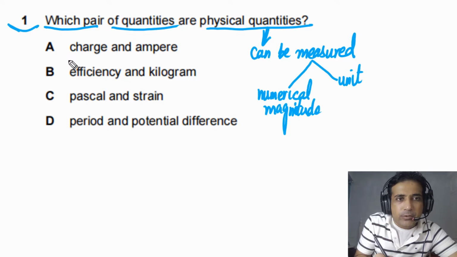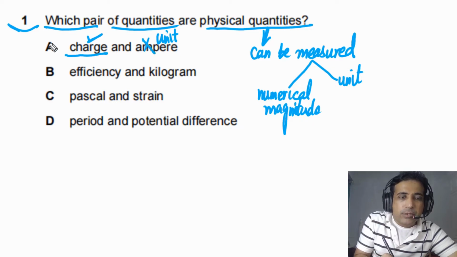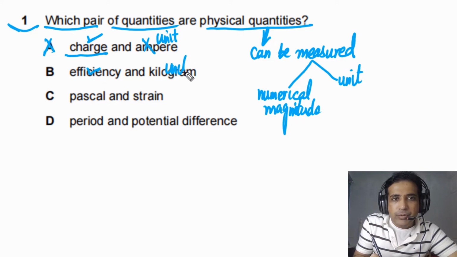Let's try to find out the answer. If you look at option A, charge is a physical quantity, so this one is right. Ampere is not a physical quantity. Ampere is a unit. So this is not a physical quantity. So the answer A is incorrect. If we go to B, efficiency, this is a dimensionless physical quantity, but kilogram is a unit. So B is also an incorrect option.